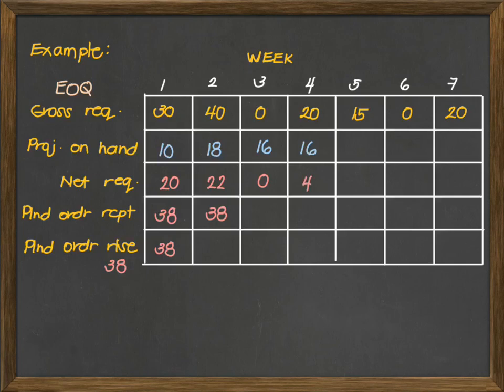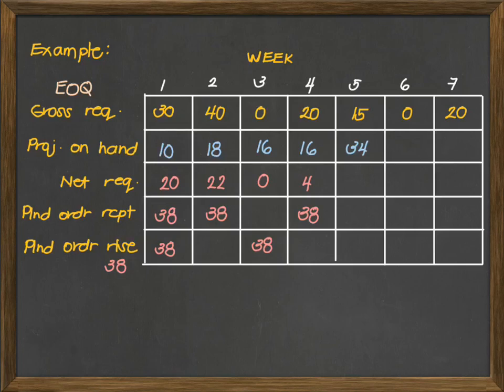So, 20 minus 16, so we have 4 net requirement for week 4. Again, we will be ordering the same size of 38 units, so 38 again prior to that week. 38 is larger than 4, so 38 minus 4 is 34 units on hand for week 5.